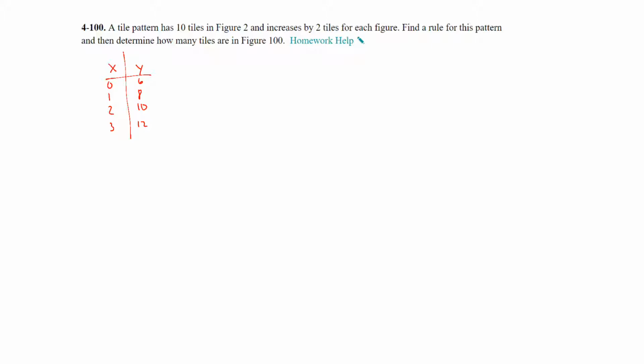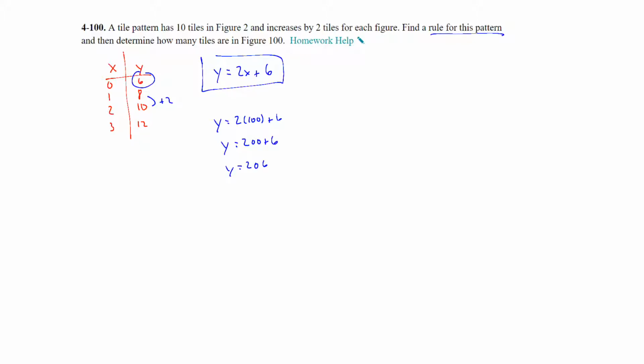So we want to know what our starting value is, which is 6, and we want to know what the growth is, which is 2. So we can write the equation: y is equal to 2x plus 6. So there's the rule for this pattern. And then for the 100, we're just going to plug in 100 for x. And we get y equals 200 plus 6, so 206 tiles for figure 100. So make sure you answer the question as well.